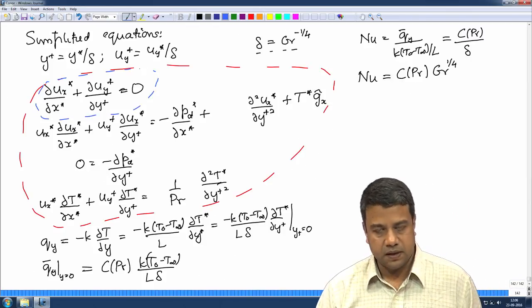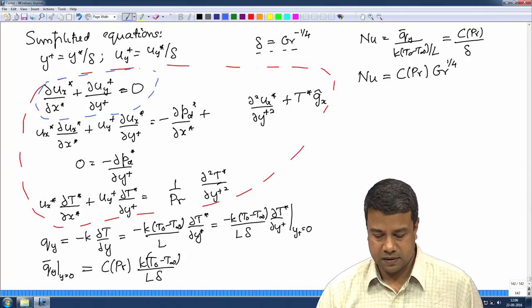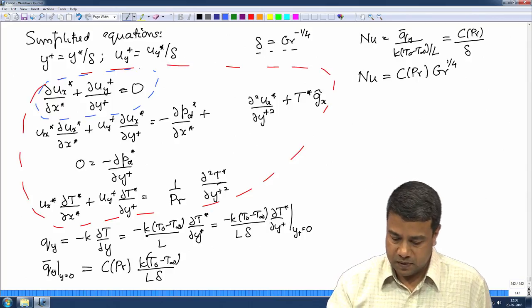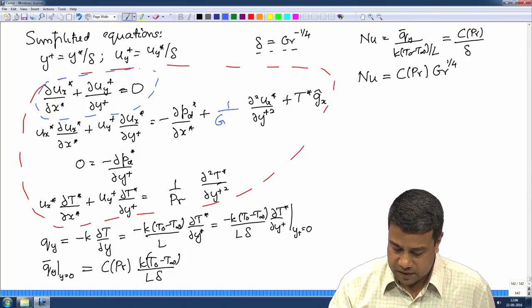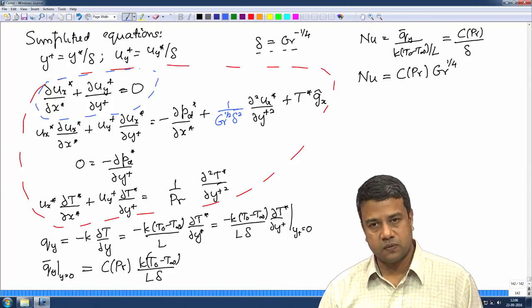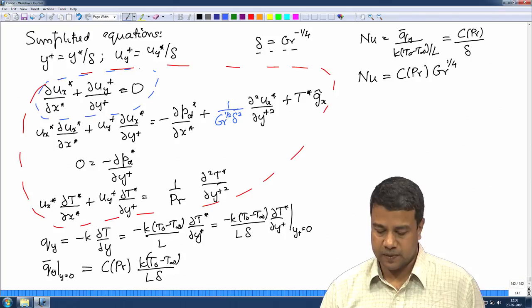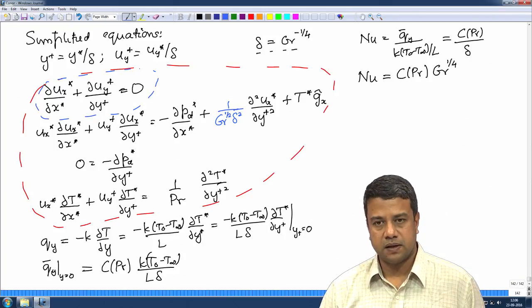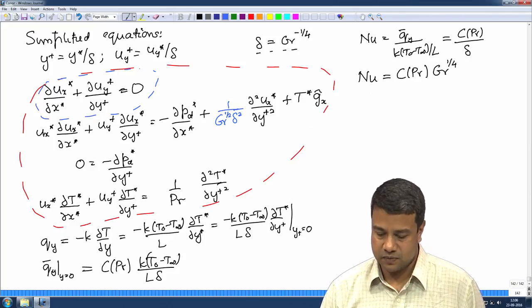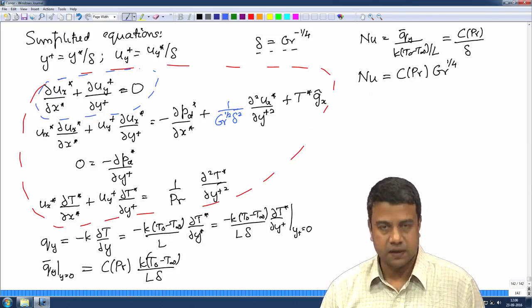In the x momentum conservation equation, what you got was a 1 over Grashof number to the half, times delta square, because it has two derivatives with respect to y, the cross stream momentum diffusion. And in this case, since the thickness of the boundary layer is small, cross stream diffusion is much larger than the streamwise diffusion.